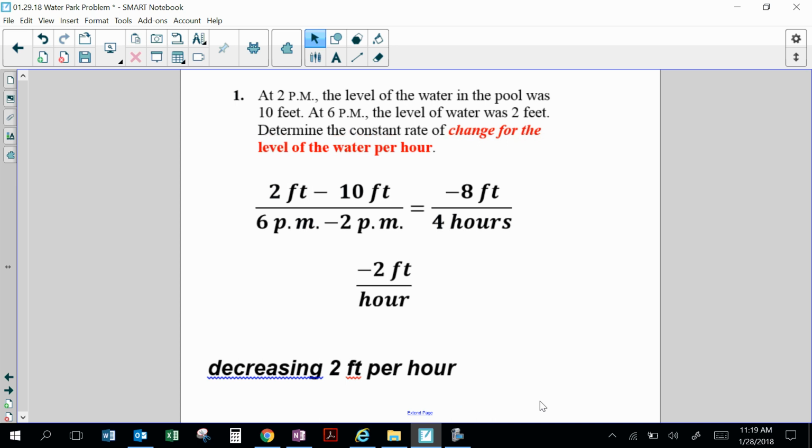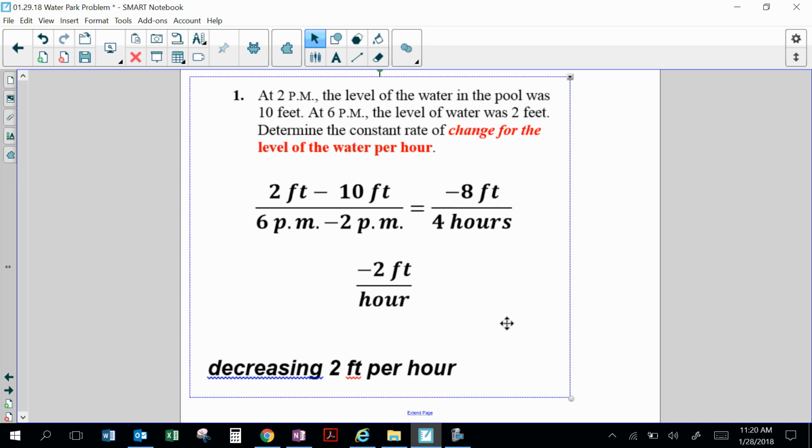Let's look at your homework from the previous night. This is not for a grade because I'm not here to grade it, so how could it be for a grade? So question number 1 is it decreased 2 feet per hour. So it took from 2 p.m. to 6 p.m. is 4 hours. The water level is 10 feet, and it plunged or went down to 2 feet. So it decreased 2 feet per hour or negative 2 feet per hour.